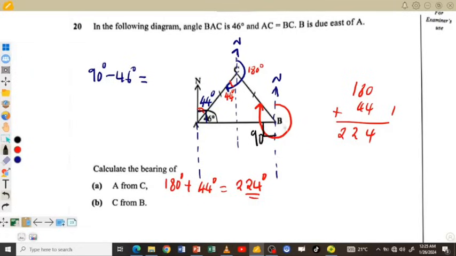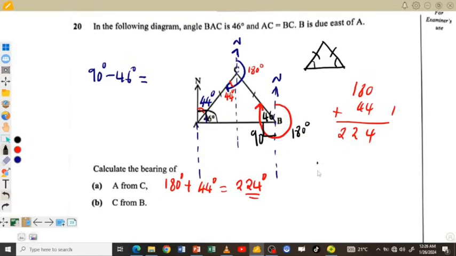So again, this is 180 degrees. Then let me just redraw this triangle, something like this, with what they have put. If here is a 46, even here it's a 46, because this is now an isosceles triangle. So to find this bearing, the angle from here up to this line C, we are just going to add.